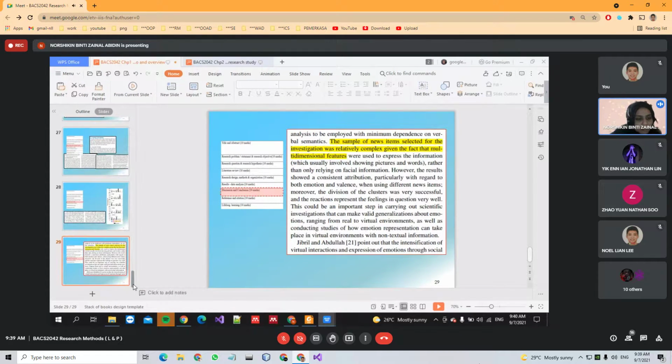So basically, that's only for the first chapter. The first chapter is like an overview of research and the research paper, the process of the research.